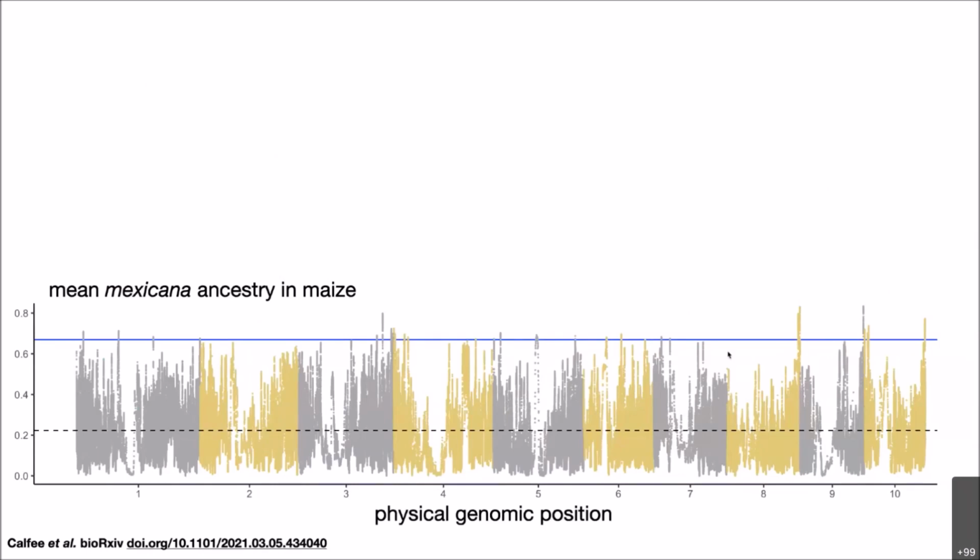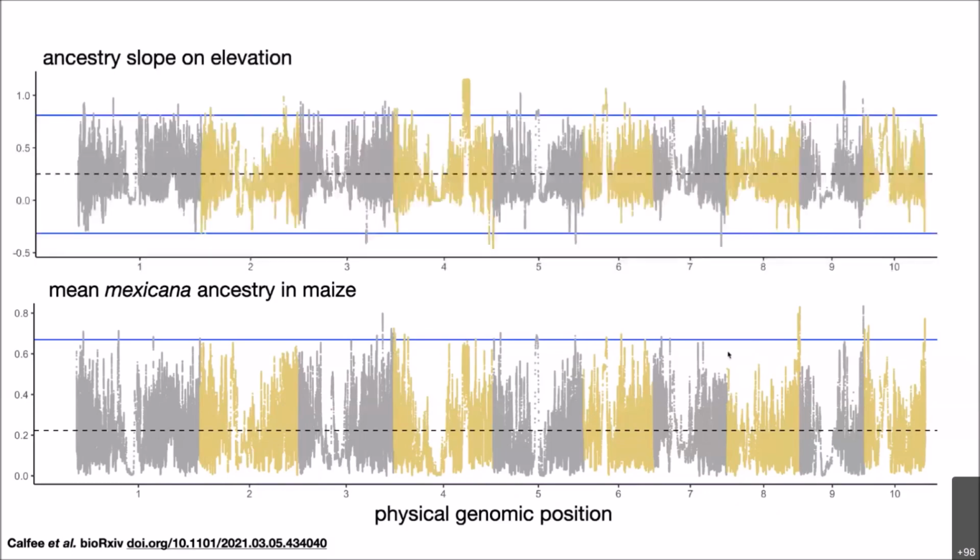And so we can use that expectation to look for outliers, or regions of the genome where we see more Mexicana ancestry than expected. That's what I'm showing on the bottom plot here, along the genome on the x-axis, and the mean Mexicana ancestry across all populations. Anything above that blue line is a 5% false discovery rate based on our model-based analysis of how much ancestry we should expect to see. And we can find a bunch of regions in the genome, flowering time and other candidates, that have more Mexicana ancestry than we expect by chance.